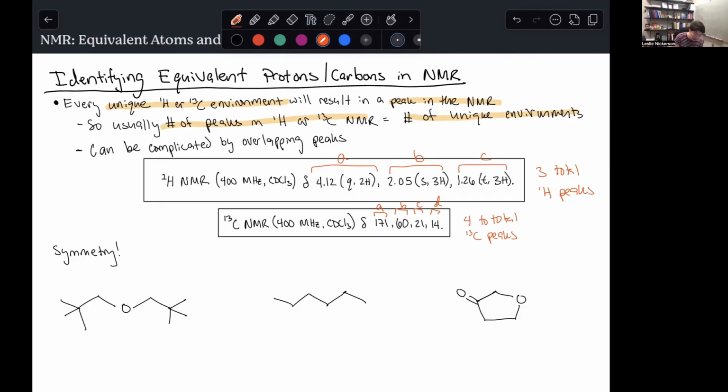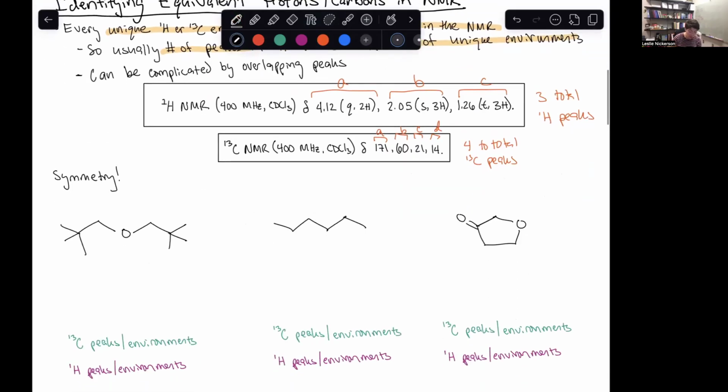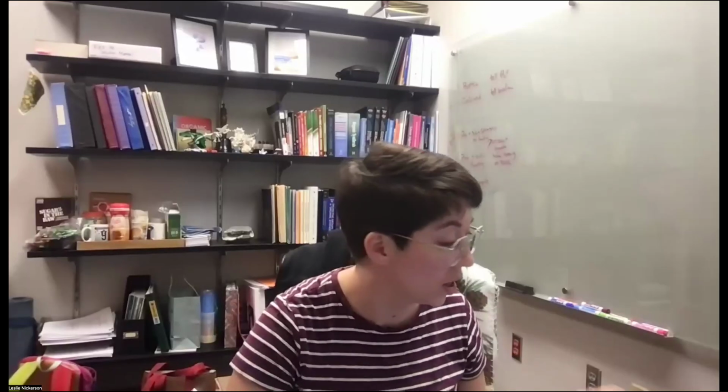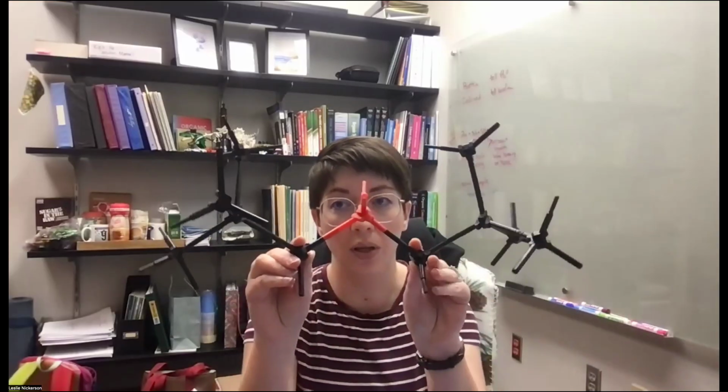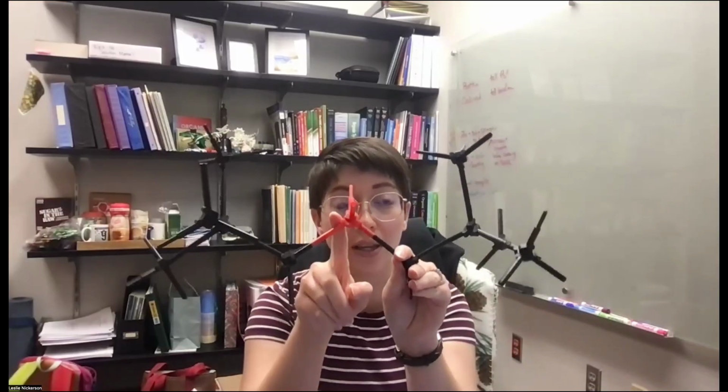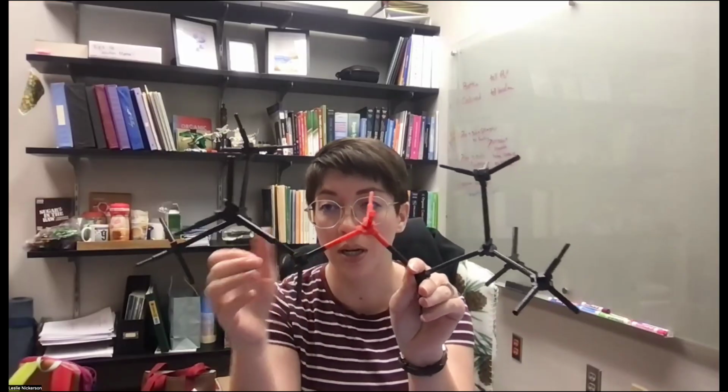So to really identify what are going to be equivalent protons, we really need to be looking at symmetry. So I have these 3 that I'm going to be doing as examples here. I'm going to stop the share real quick so that I can show you my models that I made. Okay, so this first one is going to be the one that was on the left-hand side of the screen. It's the ether that has the tert-butyl groups on it.